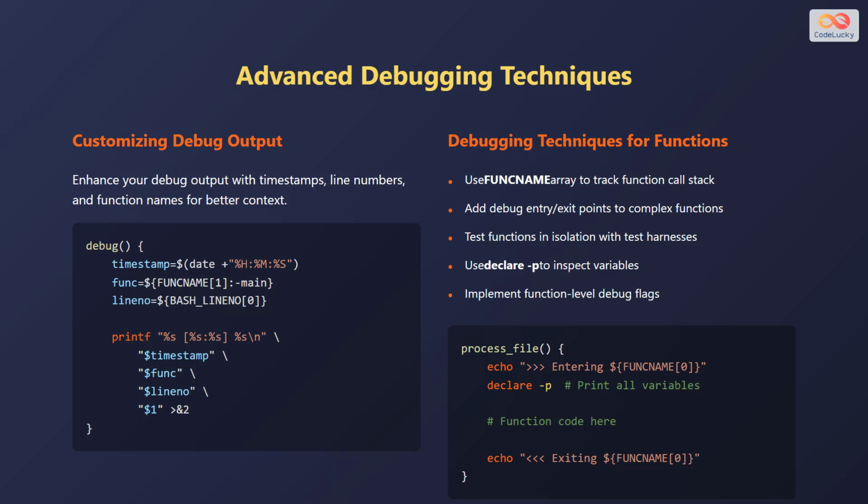On the right, debugging techniques for functions. Use the FUNCNAME array to track the function call stack. Add debug entry or exit points to complex functions. Test functions in isolation with test harnesses. Use declare -p to inspect variables. Implement function-level debug flags. The example code shows the process_file function. When the function is entered and exited, the message is printed to standard output. Also, declare -p is used to print all variables.